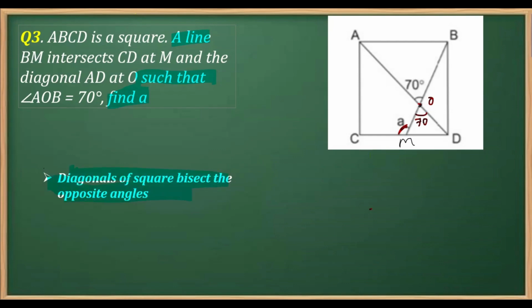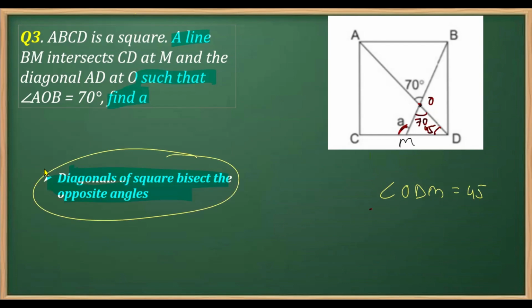And further, we know that each angle of a square is 90 degrees. So if this is 90 degrees, then I can say that this will be 45 degrees. The reason is very simple, that each angle of a square is 90 degrees. So this will be 45 degrees here. I should write down the angle which I'm talking about here. Angle ODM is equal to 45 degrees, and you can provide this as the reason here.